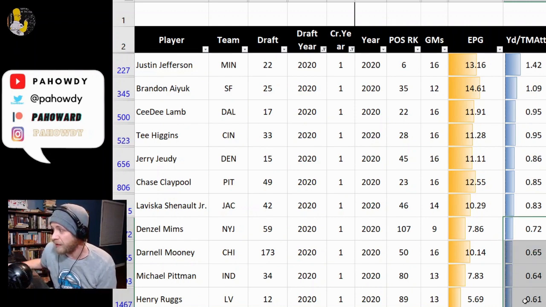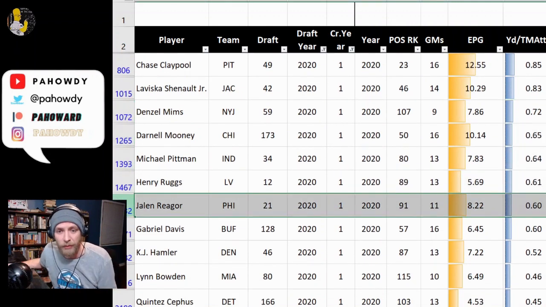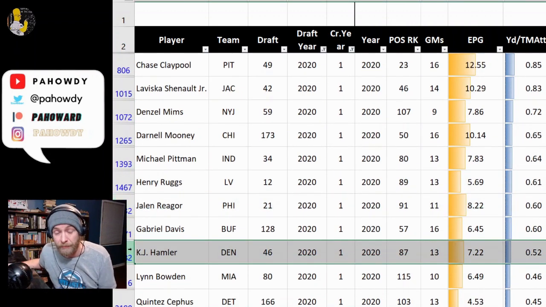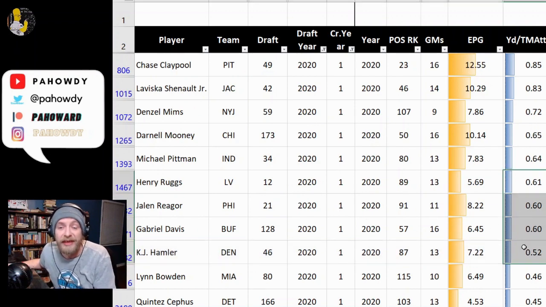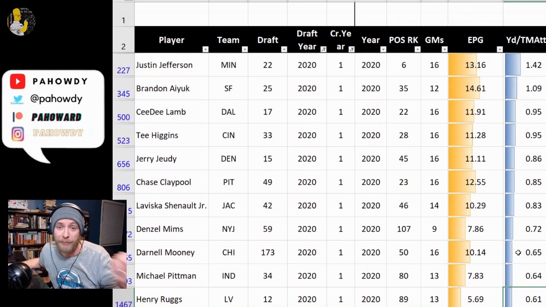In fact, everyone that's close to the average, you could say there's a range there because it is an average. And also, just because your favorite player, whether it's Jalen Reagor, as is probably mine, or KJ Hamler, who's another person in the 2020 class I liked a lot, is falling decently below that average, doesn't mean it can't happen. It's just a way of measuring how likely it is to happen compared to past prospects.